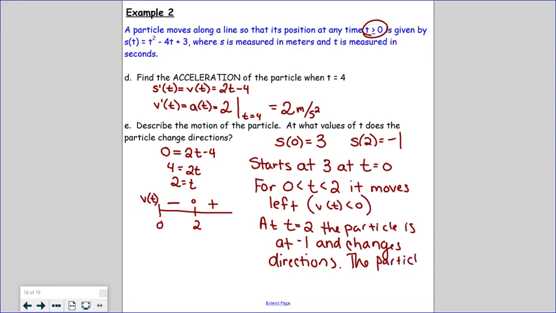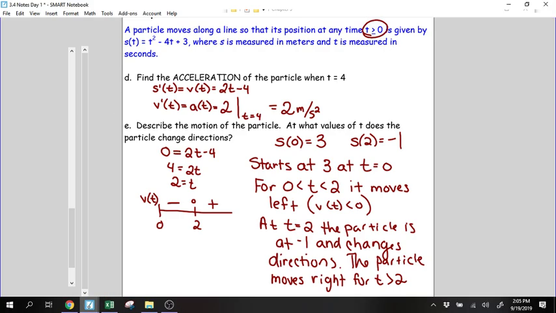The particle moves right for time greater than 2. So for everything greater than 2, our particle is going to move right for the rest of time. Questions on that? So that finishes up what we had at the end of our notes yesterday.